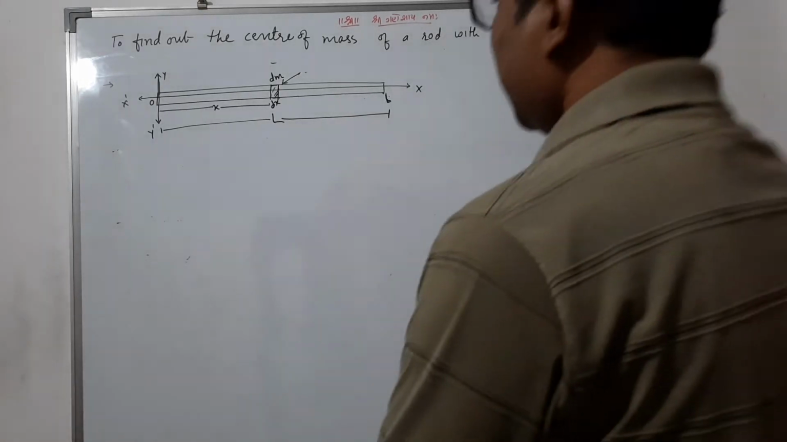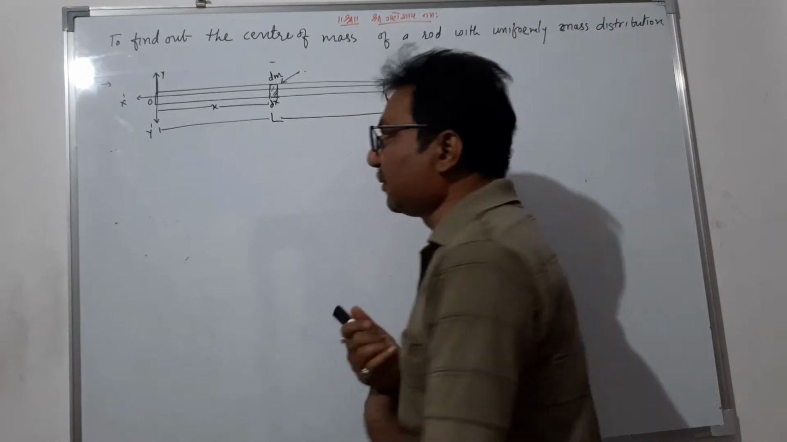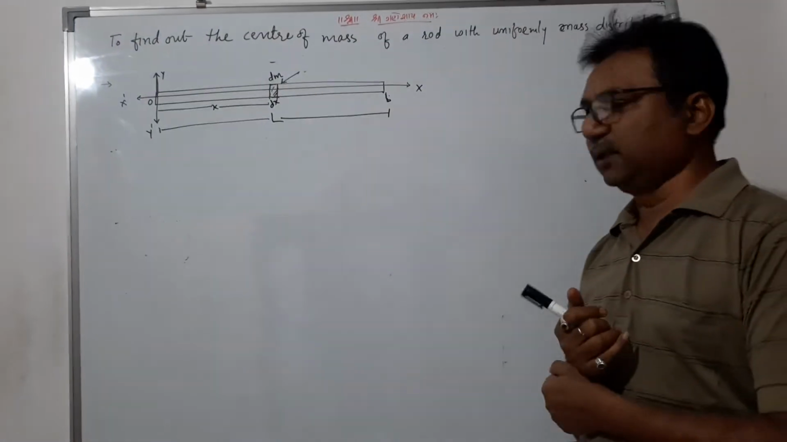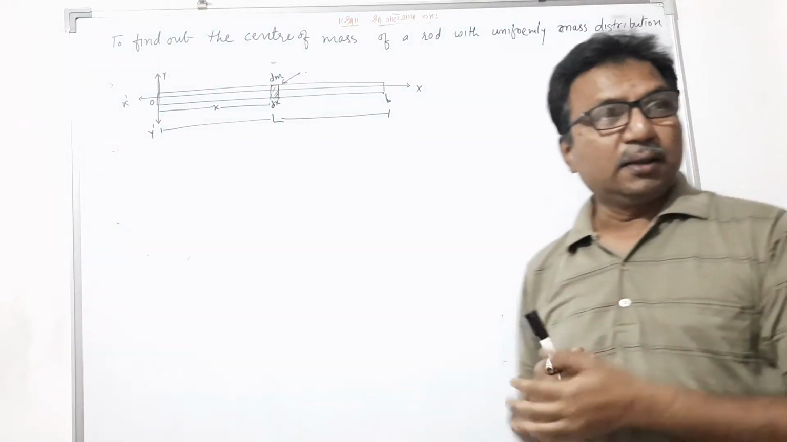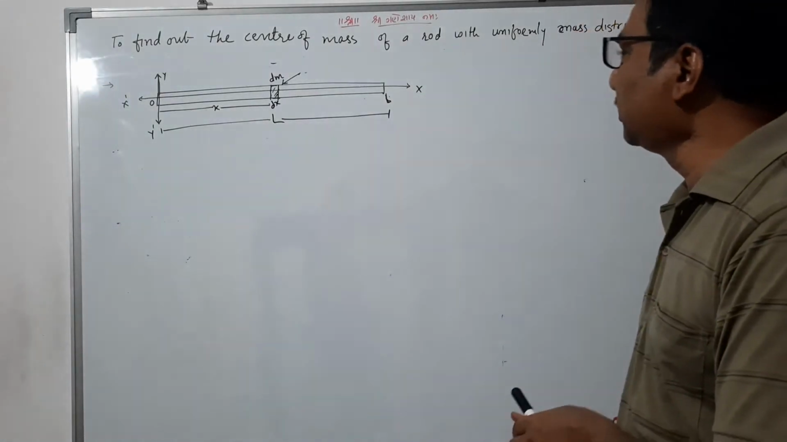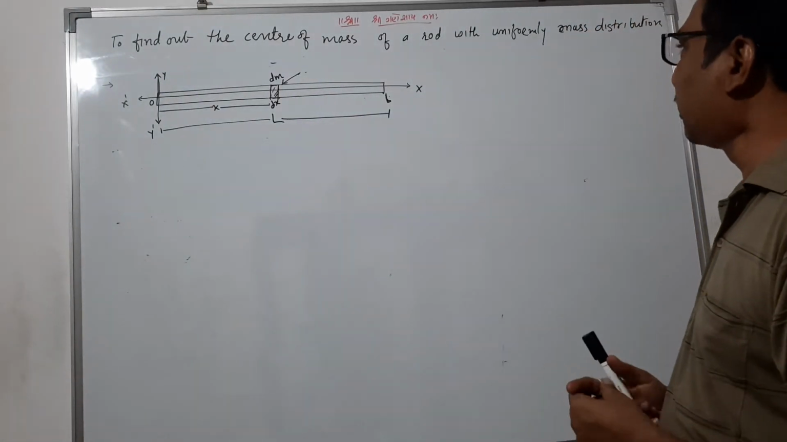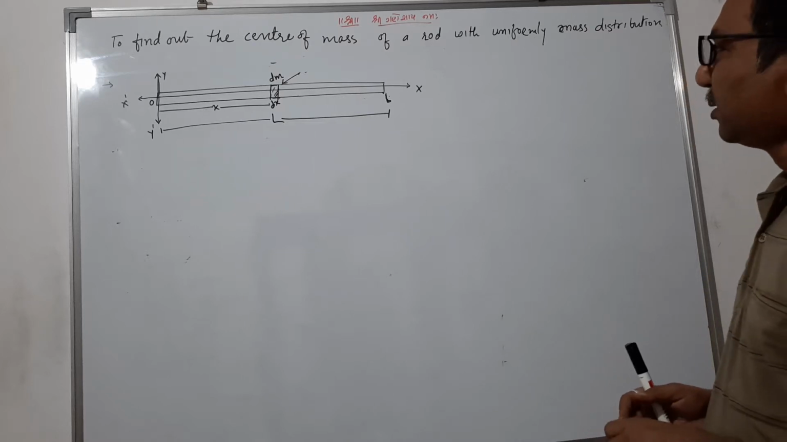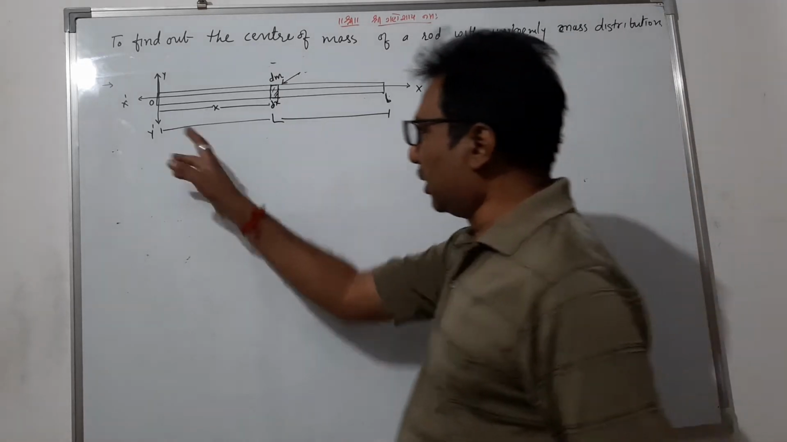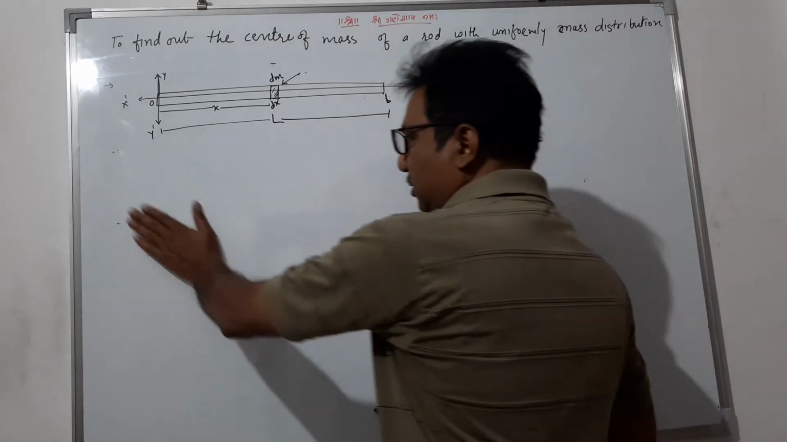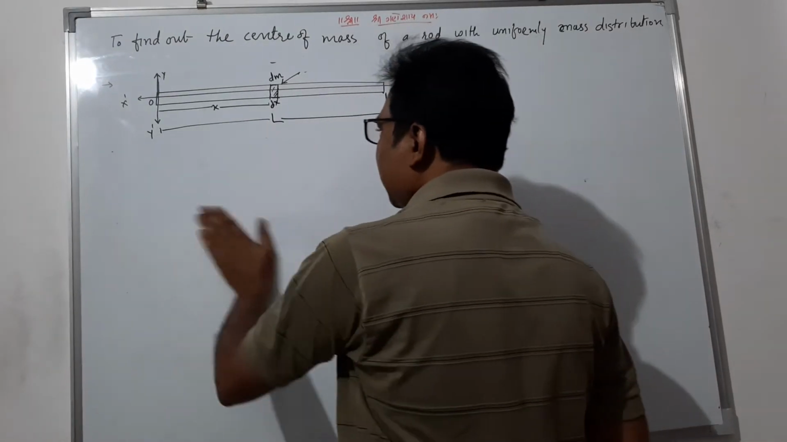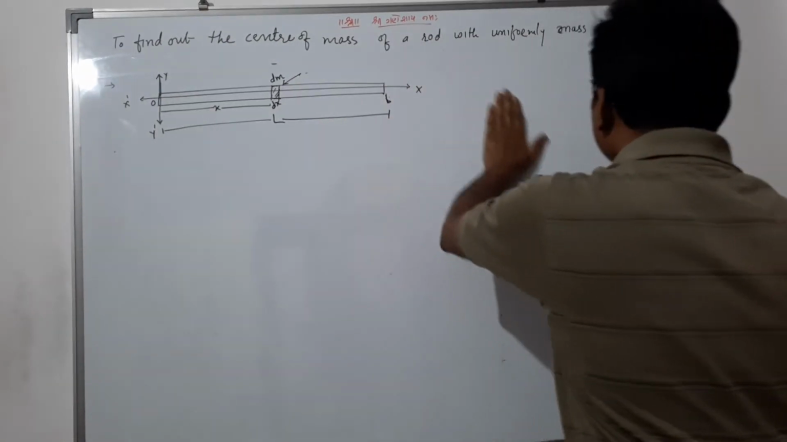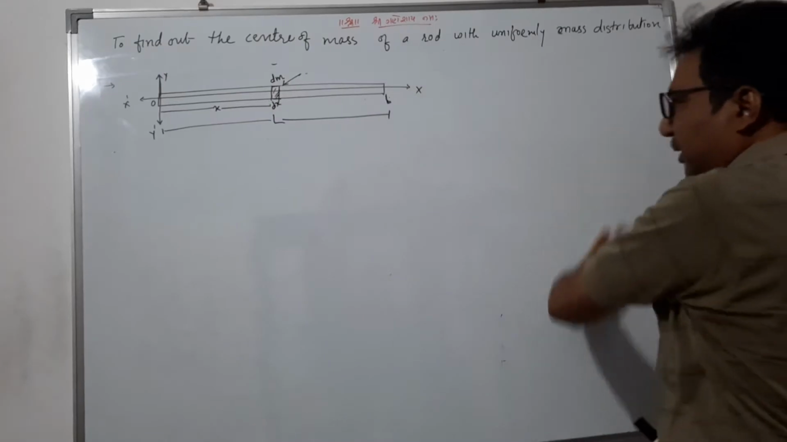Today we are going to move forward in chapter number 7. Here we want to find out the center of mass of a rod with uniform mass distribution. So here we have a rod, and the speciality of this rod is that the mass is distributed uniformly.